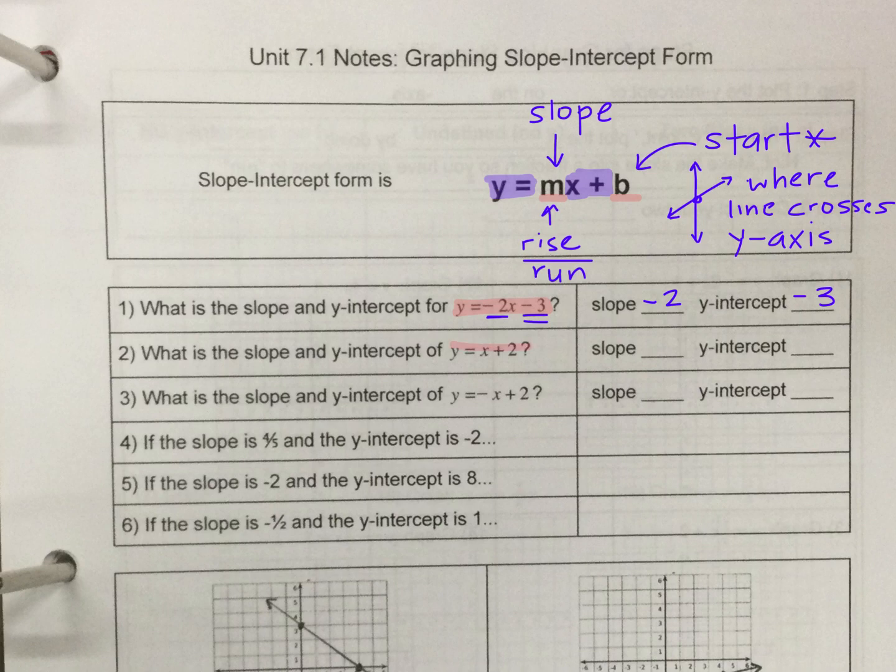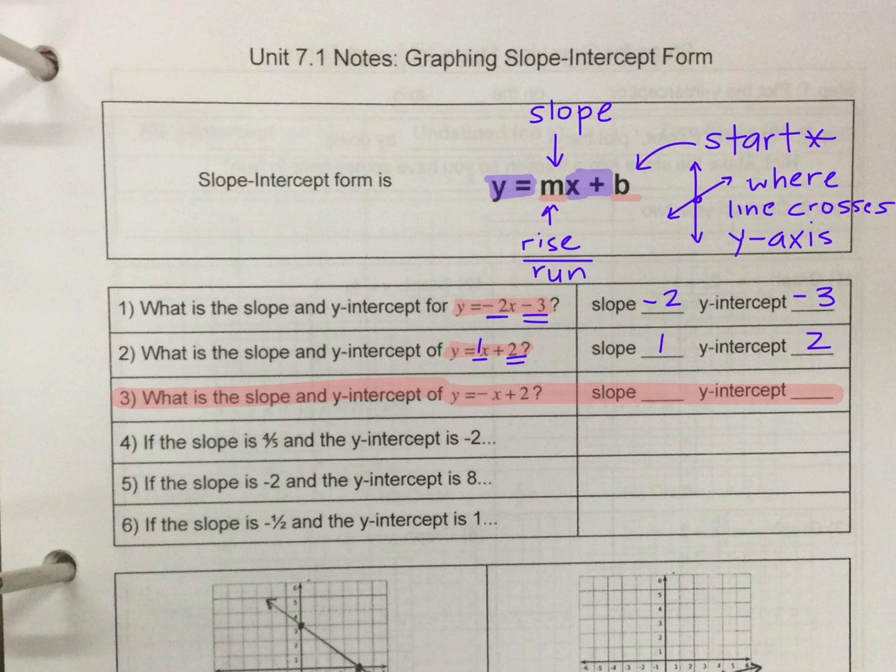Let's look at this next one. y equals x plus 2. I know I can put a 1 in front of there because that's legal. So my slope, I don't ever write the 1, it would just be 1. And my y-intercept is a 2. I would like for you to do number 3 on your own.